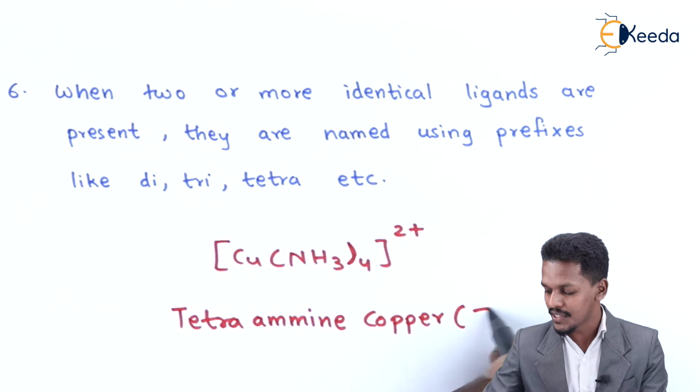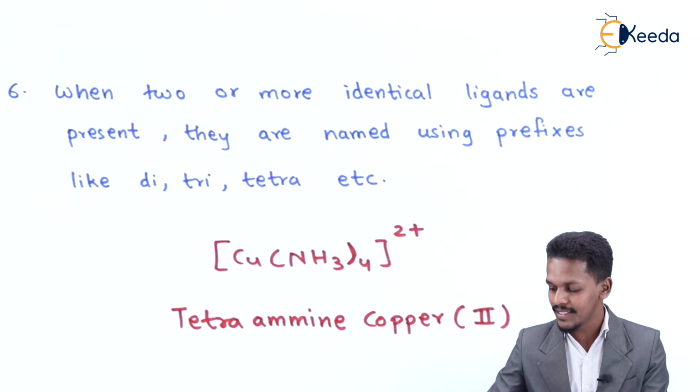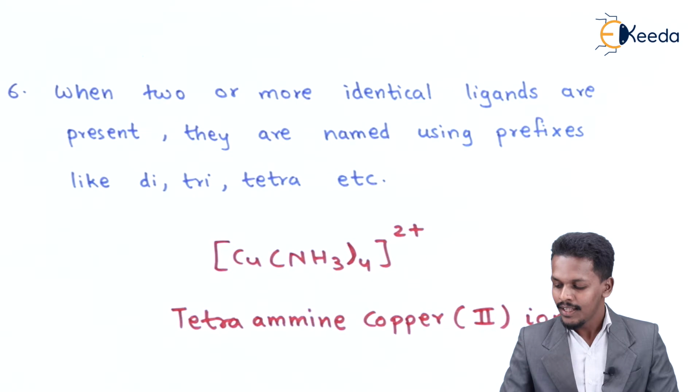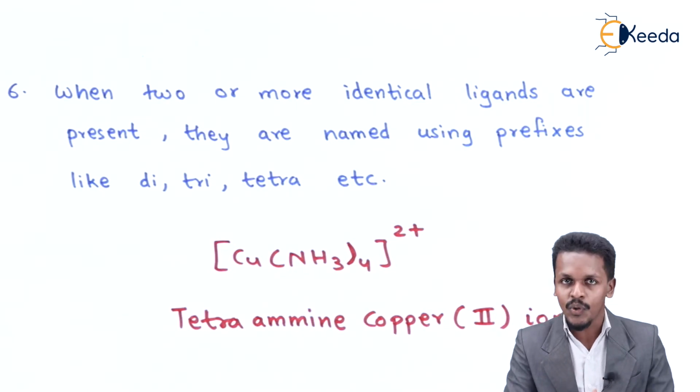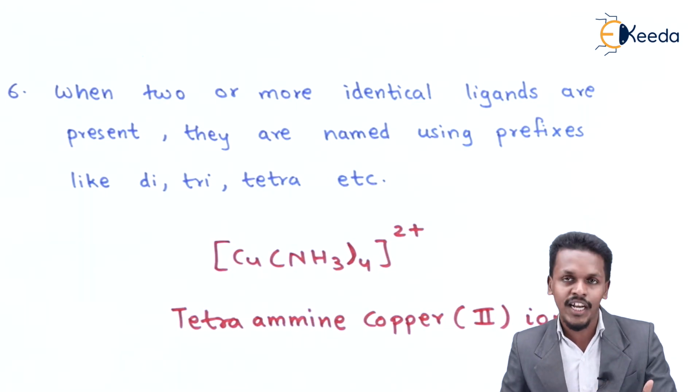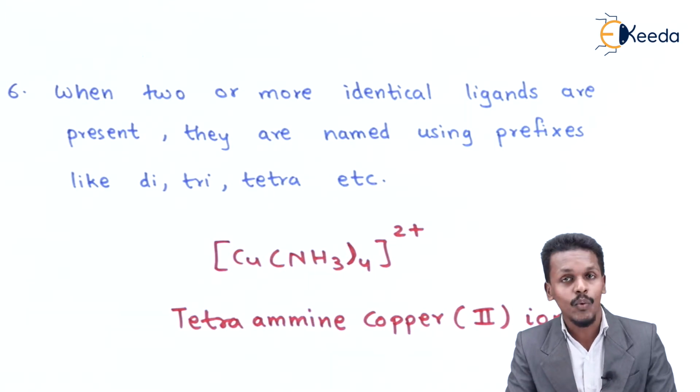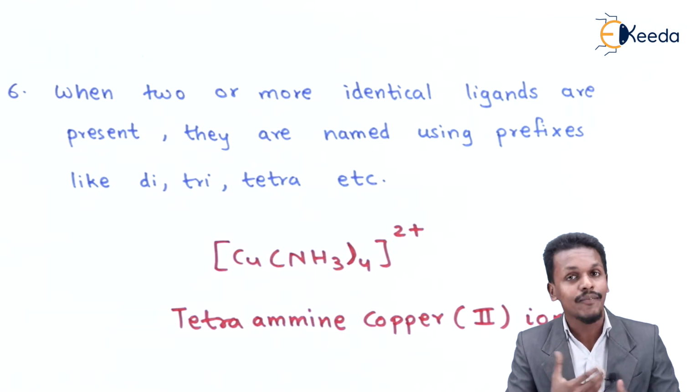So here basically the oxidation number, I will write it over here in parenthesis, and since it is an ion, I will write it here as ion. So this is how basically we have to give the name, and it is one of the easiest concepts to understand how to give the nomenclature to the coordination compound. So this was the 6th one, and now let me talk about the further points.